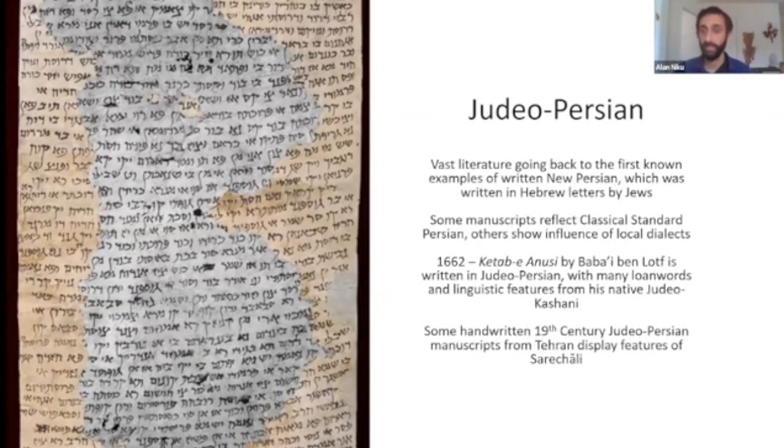Judeo-Persian, on the other hand, has a huge, huge literature that goes way back to the first known examples of written New Persian. New Persian was actually written in Hebrew characters by Jews before it was ever written in Arabic characters. This is one of those examples on the left. That's the Dandan Uyghur letter found in Western China. It's around 1200 years old, I think.